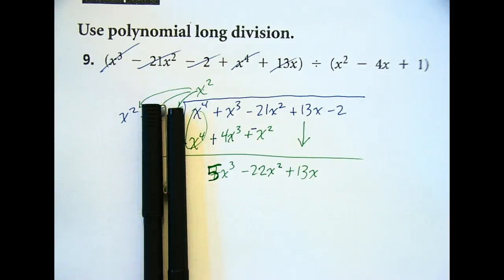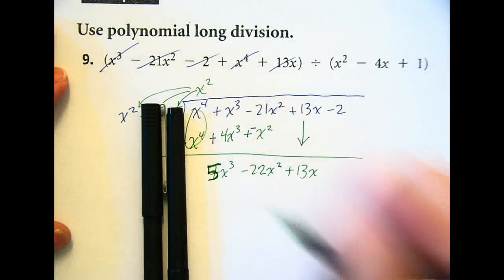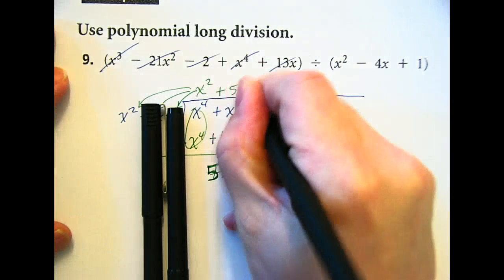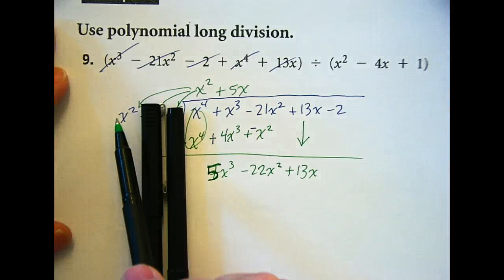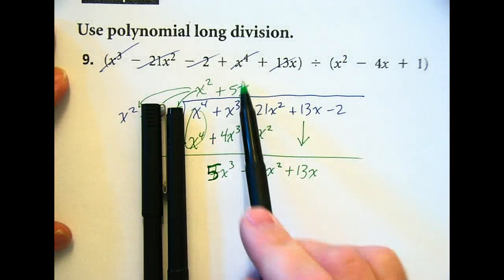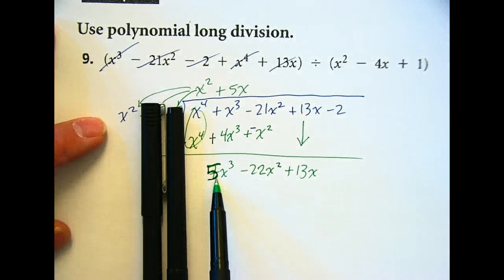Okay, what is it? Take a guess. It is 5x. Yep. 5x times x squared is 5x cubed. So that's what you're seeing. What times this makes that? What times this makes that?